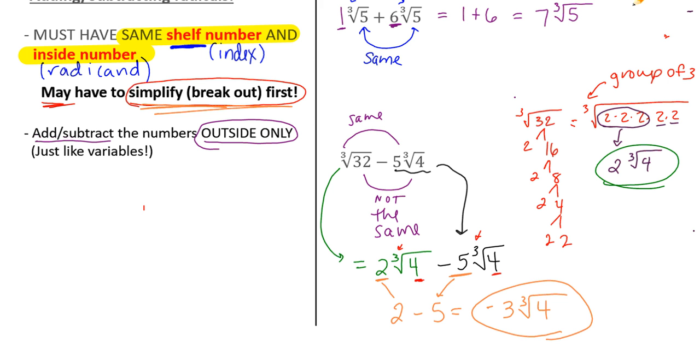So sometimes you have to simplify first. If they don't match, that's the first thing that you try and do. Make sure the numbers out on the shelf match. If the stuff underneath doesn't match, then try breaking out of jail and see if it makes a match.